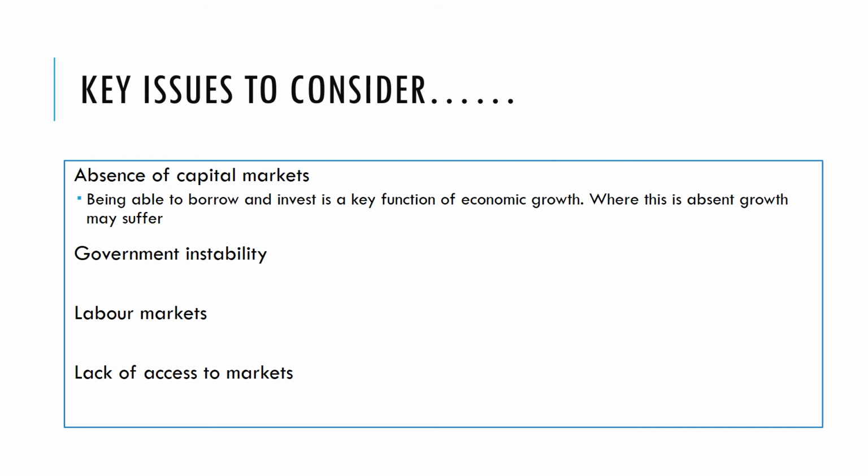First of all, maybe the absence of capital markets. If people and businesses are unable to borrow and invest, this might constrain or limit economic growth. If there are problems with the government and its stability, so poor policies or corruption or war, again, these may all hinder demand and supply within an economy.